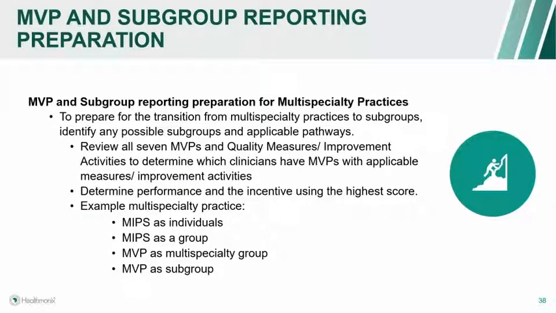And here is just some reporting preparation for multi-specialty practices. So to prepare for the transition from multi-specialty practices to subgroup reporting, identify any possible subgroups and applicable pathways from that list of MVPs. Review all 7 MVPs and quality measures and improvement activities to determine which clinicians have MVPs with applicable measures and improvement activities. Determine performance and the incentive using the highest score.